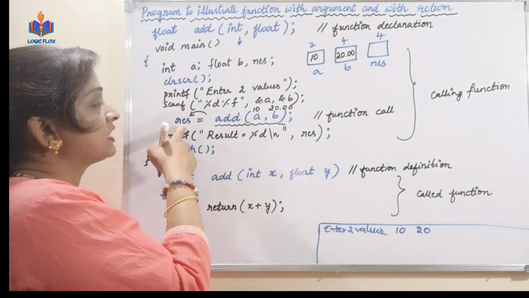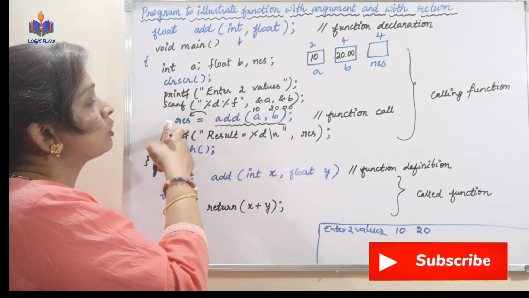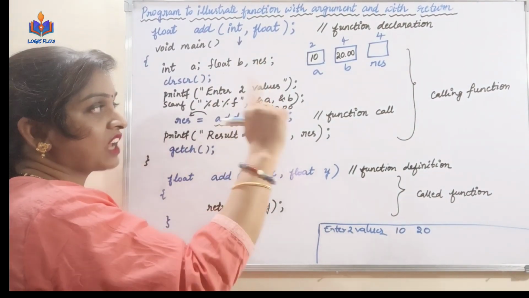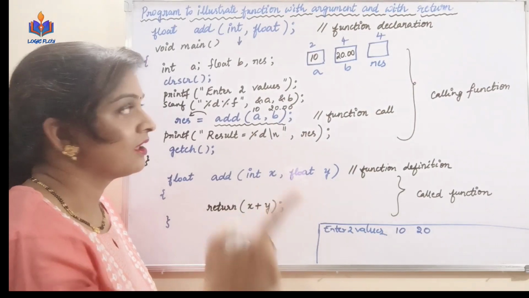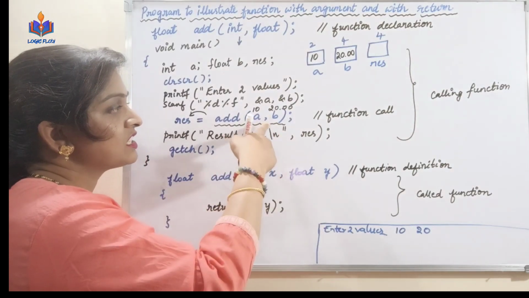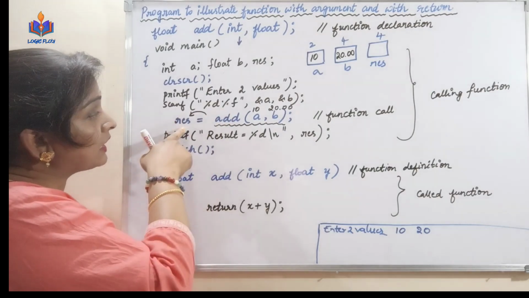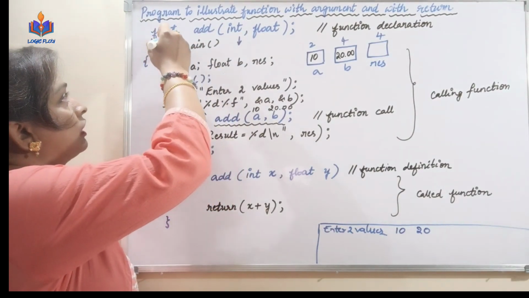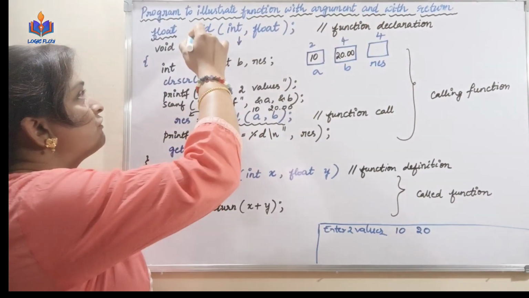Is it returning an integer value or a float value? Not integer. Integer and float addition, you will get float, right? Integer and float, the resultant will be in float. So what is the return type? RES is of float type. What is the return type? It is float. So here everything gets matched.